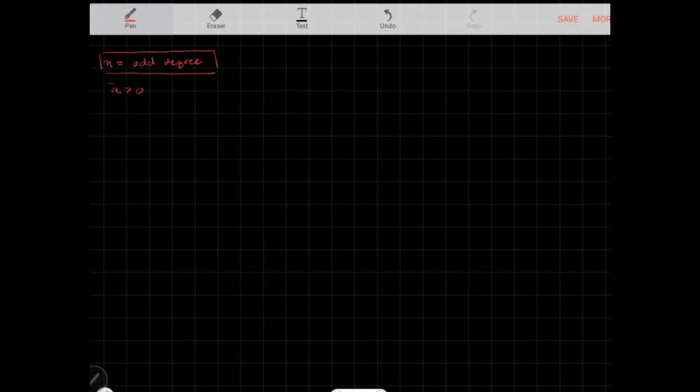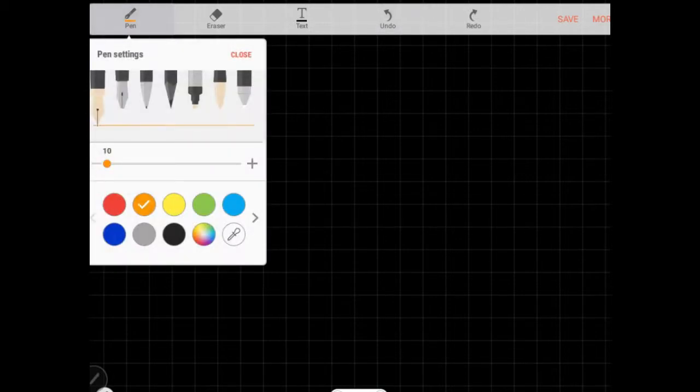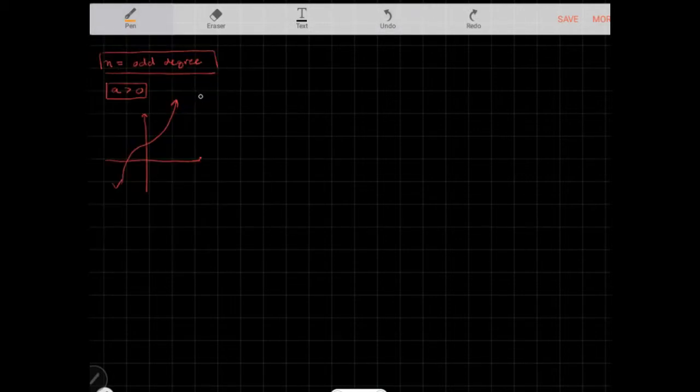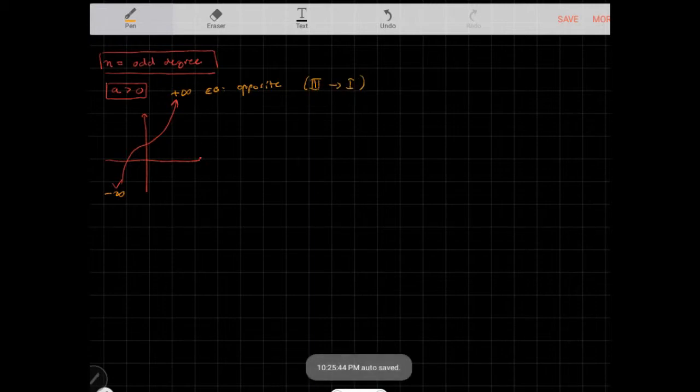Let's say n is an odd degree. If A is greater than 0, then what we're going to get here is a positive odd degree function. So here's an example of a positive odd degree function. You can notice here that for odd degree functions, the end behaviors are opposite, and specifically the two end behaviors will be found in quadrants 3 and 1. So we'll start in quadrant 3 and end up in quadrant 1. This is true for all positive odd degree functions.